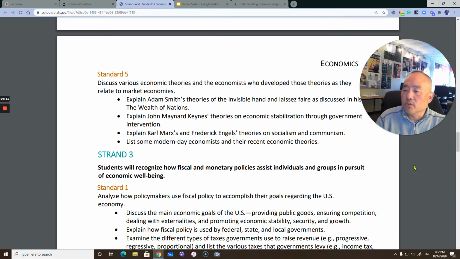Strand number 3, students will recognize fiscal and monetary policy. A simple thing to remember is fiscal policy is your budgets, taxing and spending. So government taxing and spending, whether on the federal level, state level, or local level, fiscal policy is about tax and spend policy. Monetary policy in the United States is handled by our centrally controlled bank, or central bank. And that monetary policy is about interest rates.